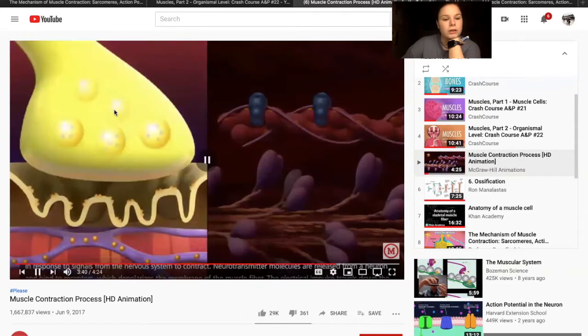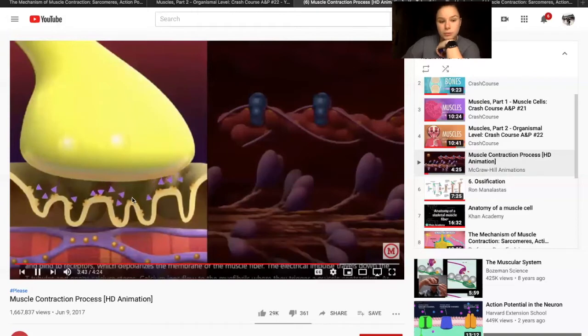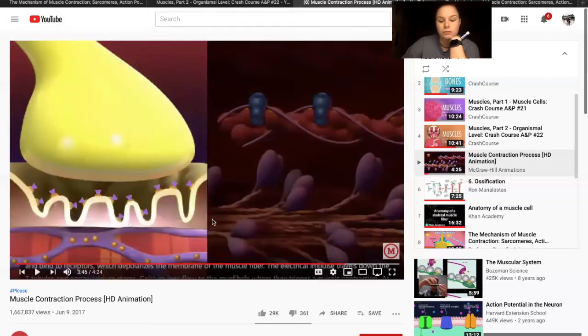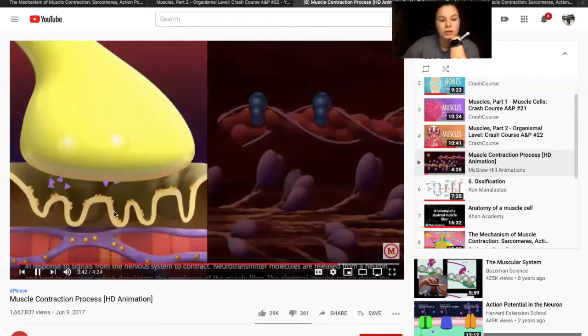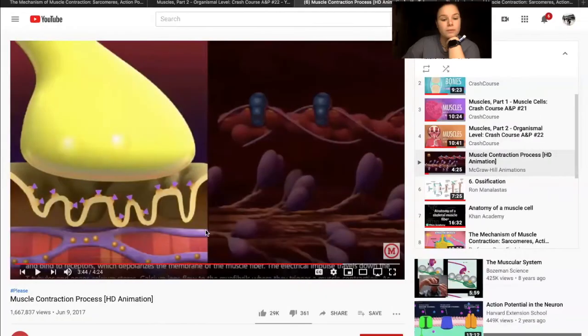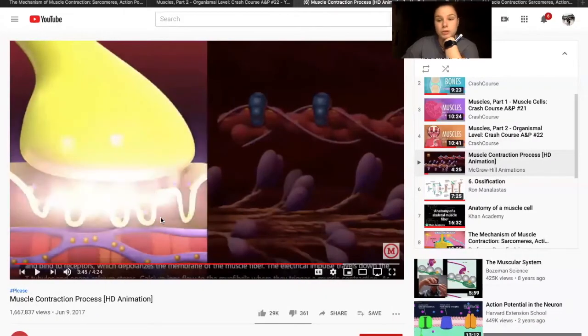So, right, the nerve stimulation, and we're going to learn about this later. This is acetylcholine, this little purple triangle, which will bind to these receptors on the inside of the muscle, right? So the light moving from here to here is when our action potential is generated by the sarcolemma, which we said is pretty much the plasma membrane for the muscle, right? So the action potential is being generated there, okay?